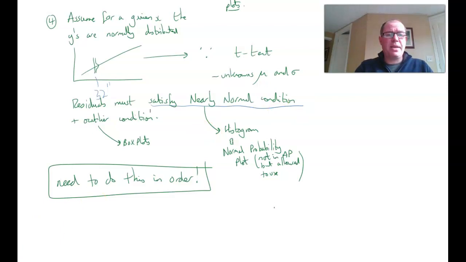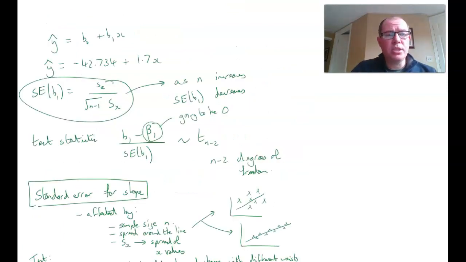Now let's do the mechanics. A few things to notice before we can go ahead: the standard error of b1, which we'll need, is the standard error of the whole regression line divided by the square root of n-1 times the sample variance of all the x values. So that's a formula we'll need to use. You can see that as n increases, the standard error of b1 decreases. As n increases in the denominator here, the standard error decreases.